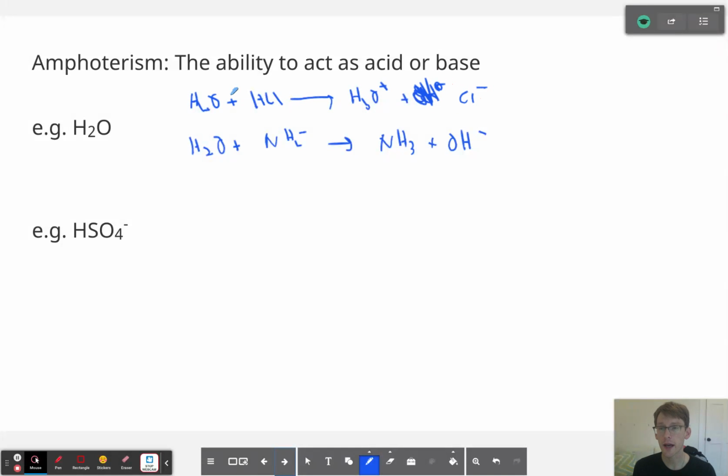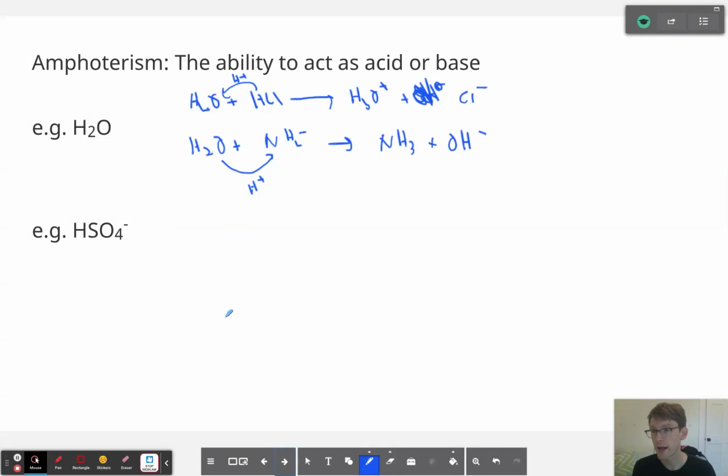So water can act as a base, as in this first case, and it can act as an acid, as in this case, because it's transferring an H plus to the NH2 minus. And in the previous case, when HCl is the acid, it's transferring the H plus to water.